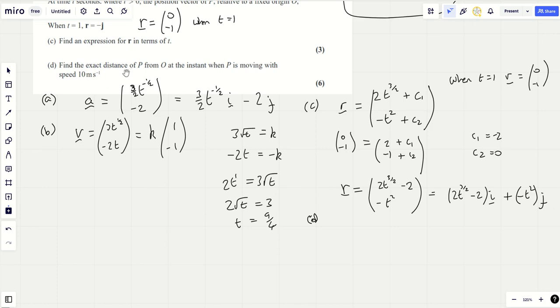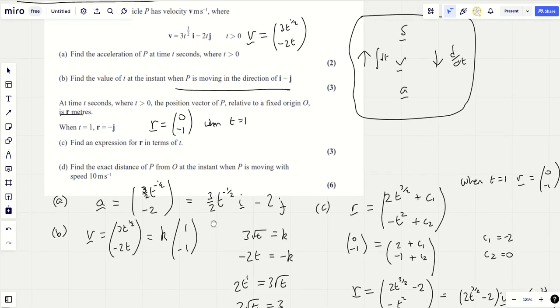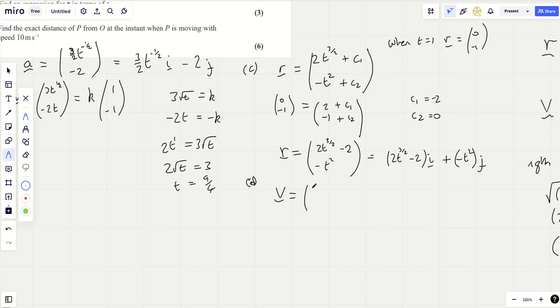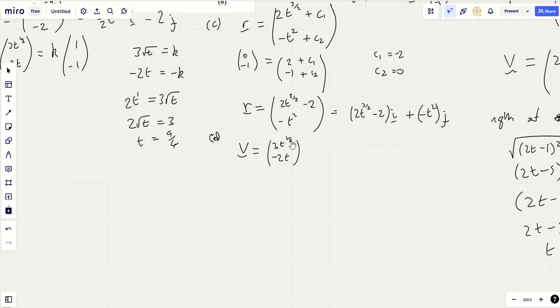Okay, find the exact distance of P from the origin at the instant when P is moving with speed 10. Okay, the speed is 10. Now let's recall the velocity vector. The velocity vector was, I can't remember, let's recall it though, we need it: 3t to the half, minus 2t. Now we want to find the exact distance of P from the origin when P is moving with speed 10. So if this has got speed 10, that's the length of the vector. So I need to do 3t to the half squared plus minus 2t squared, square rooted, is 10.